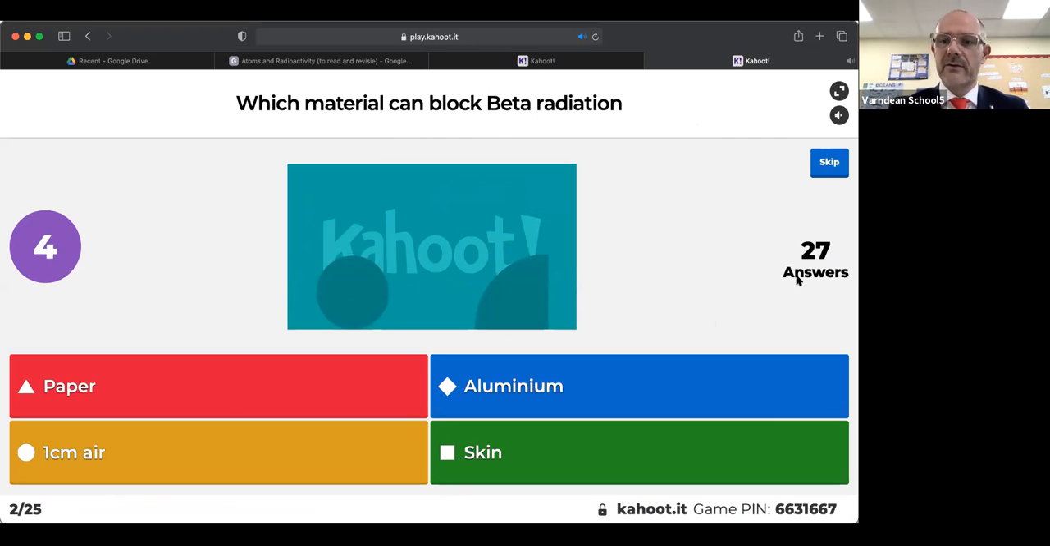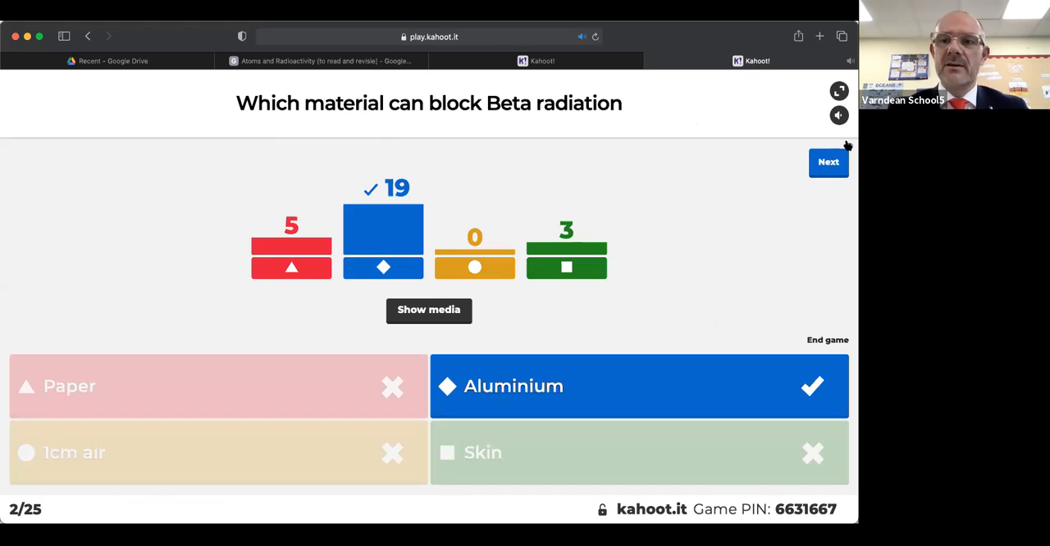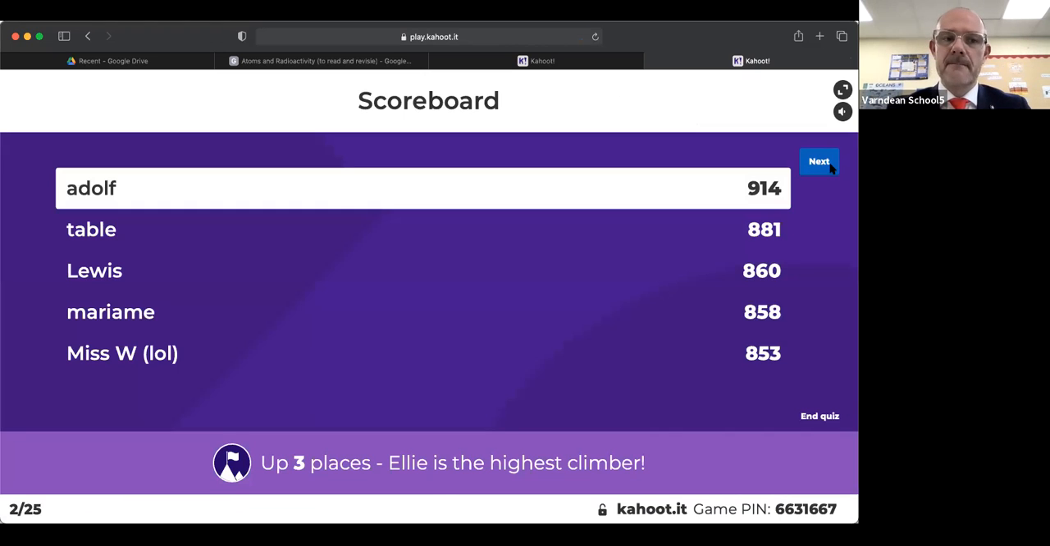Which material can block beta radiation? Aluminium. Fantastic. Thin piece of aluminium. Excellent. Lewis at the top there.